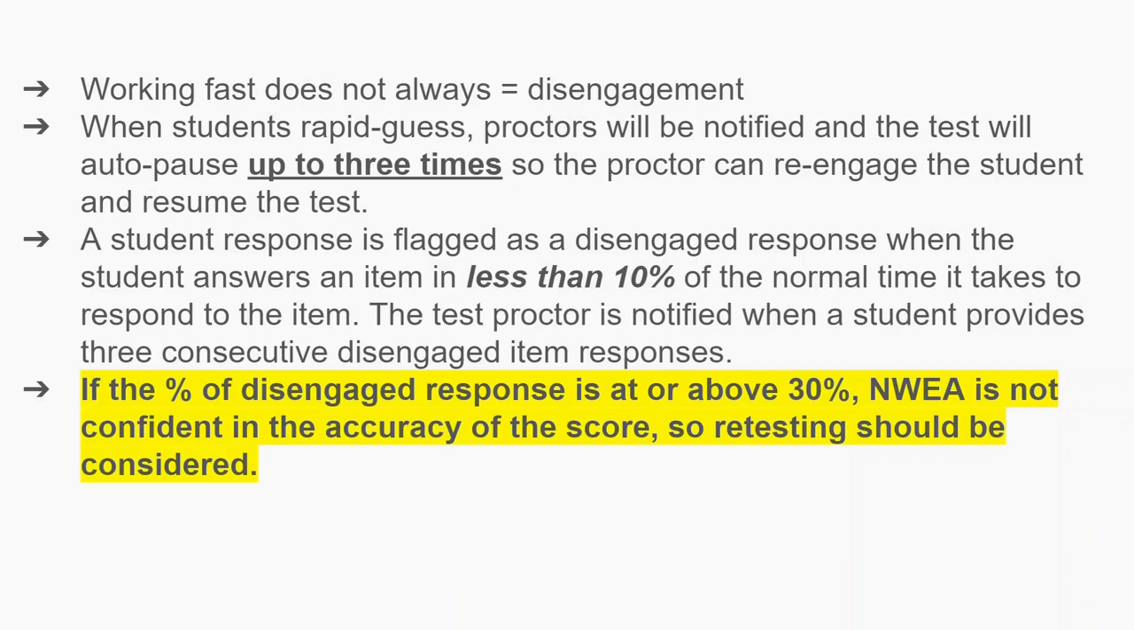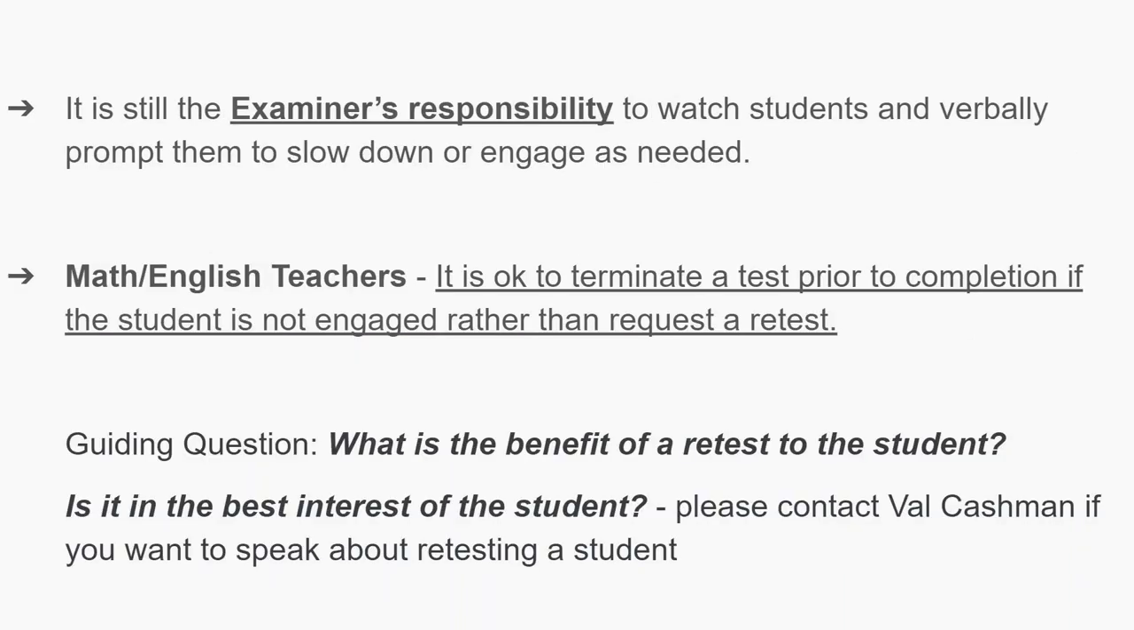The test proctor will be notified, which will be the English or math teacher. They can pause the test, and they can even terminate the test for the student. Again, the classroom teacher should be watching all students and verbally prompt them to slow down or stay engaged as needed. The math and English teachers, if a student is disengaged or rapid guessing too often on the test, you have the option to terminate their test session and have them completed at another time.